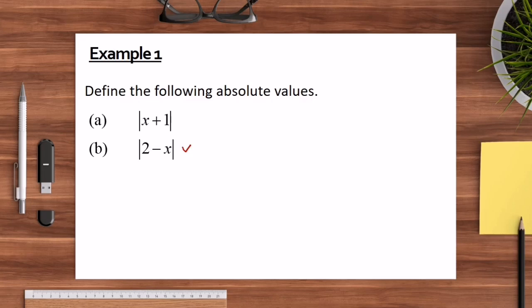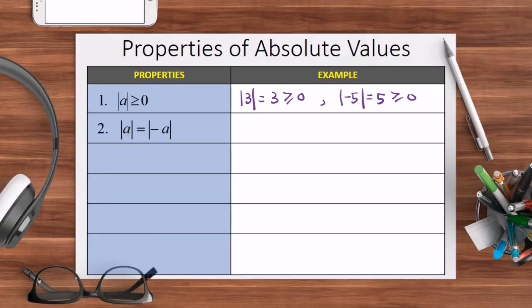Now, let's see properties number 2. Absolute value of A is equal to absolute value of negative A. For example, we have absolute value of 4, which is equal to 4. And then absolute value of negative 4 is also equal to 4. Then finally, absolute value of 4 is equal to absolute value of negative 4. We can conclude that absolute value of 4 sama dengan absolute value of negative 4.